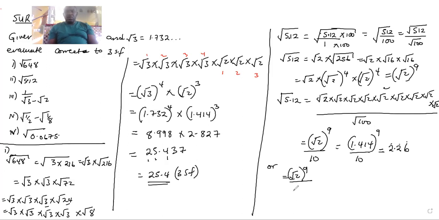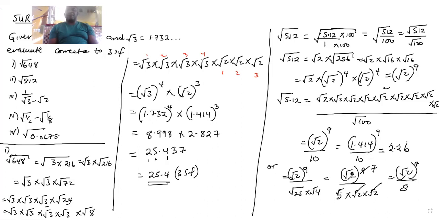Or another person could go further and say, this is the root of 2 power 9, or is over root of 25 times root of 4, which gives us root of 2 power 9 divided by root of 25, which is 5, times root of 2 times root of 2. Then one can reduce the root of 2's by what? By 7. That gives us root of 2 to the power 7, all over 5. You'd still get the same answer. Check it out and see.